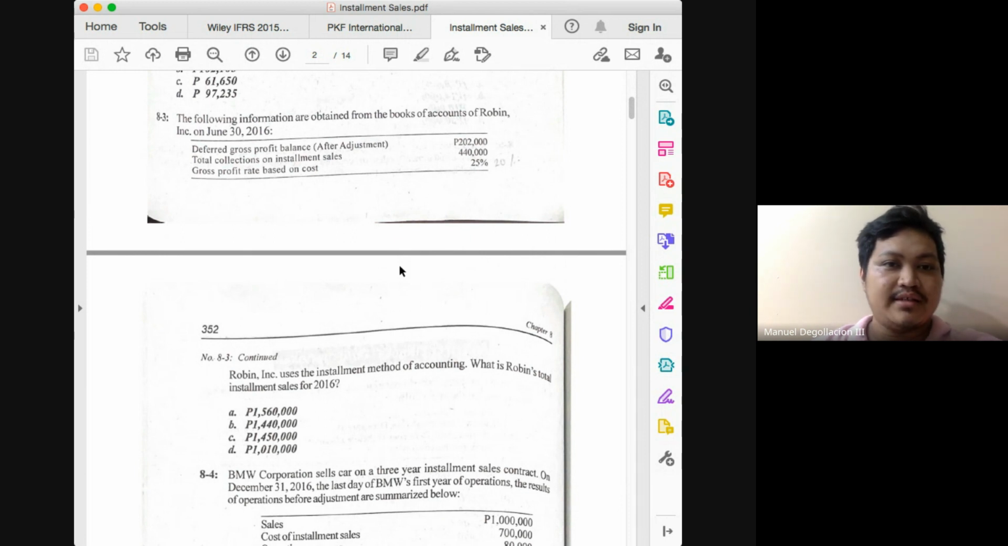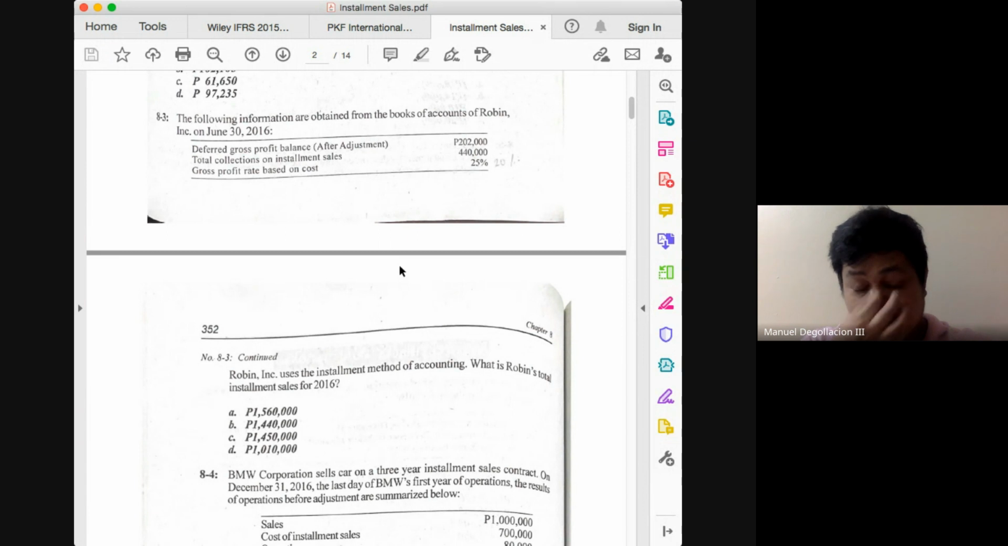Okay. And since it can give us our ending installment receivable, then when we add that to the collections on the installment receivable, we will be able to determine how much was the installment sales for the year. Okay. So 202,000 divided by 25%. Okay, that will give you 808,000.